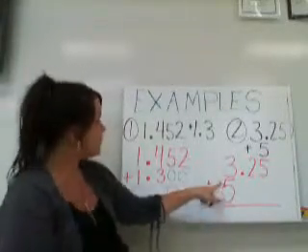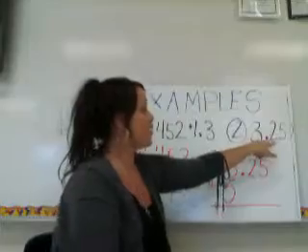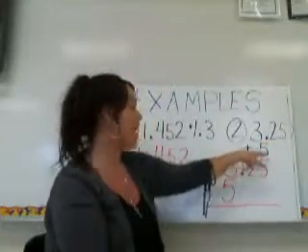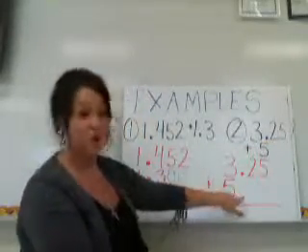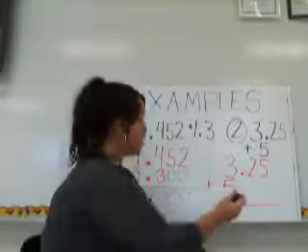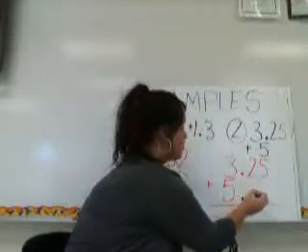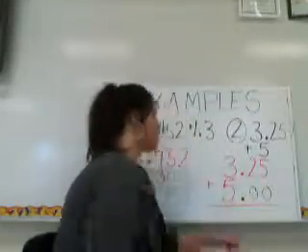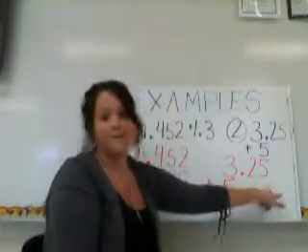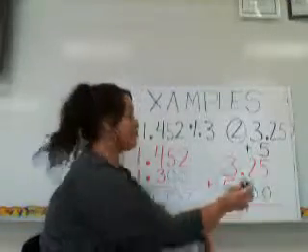If you look at our next example, we have 3 and 25 hundredths plus 5. As you see, 5 has no decimal in the number. So in order to make them the same, I'm going to add a decimal and 2 zeros so that both numbers have a decimal and they have the same amount of numbers. They're the same length now.